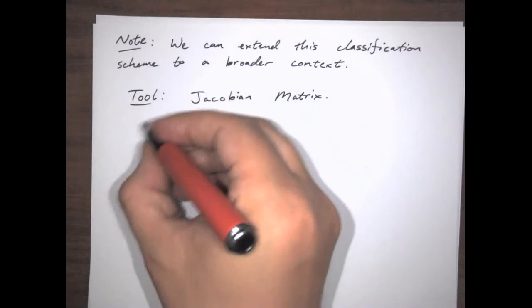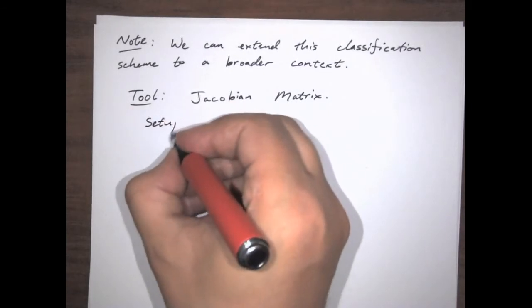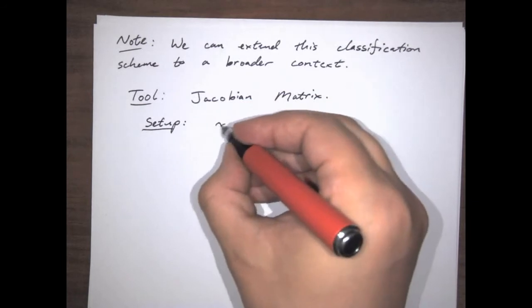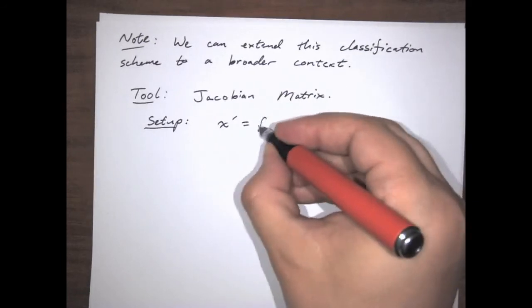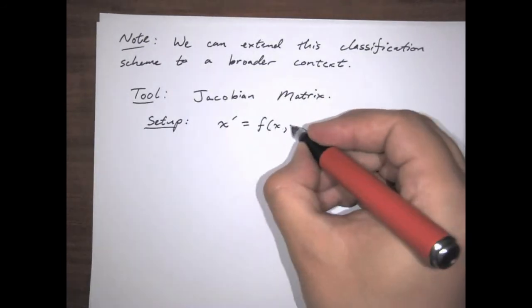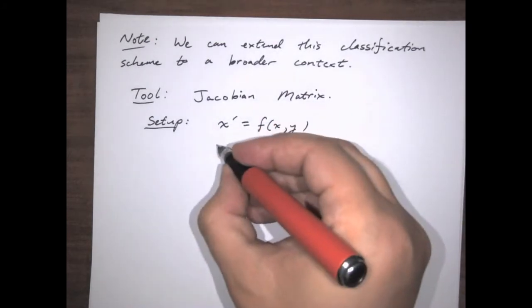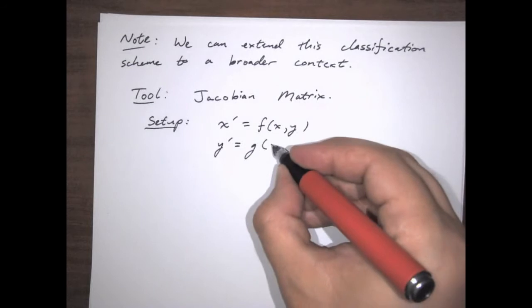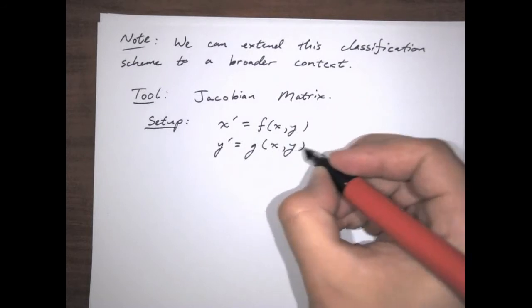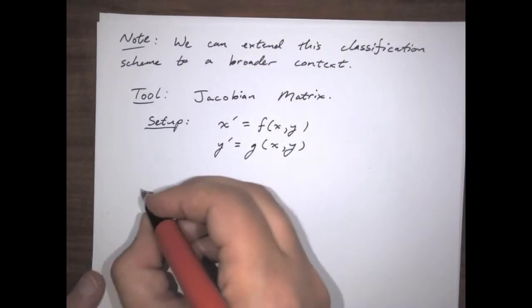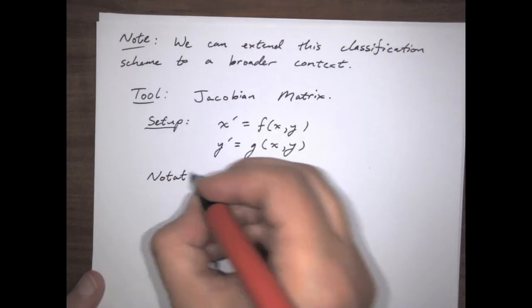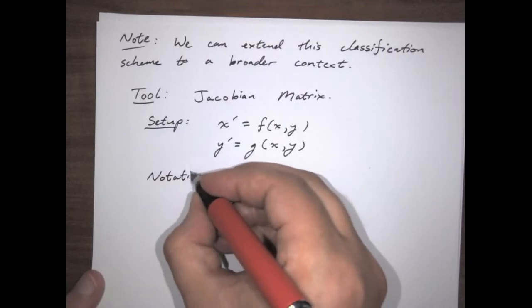So the setup for this, we're going to say x prime is equal to f of x comma y, so a function of x and a function of y. y prime is equal to g of x comma y, so a function of x and a function of y. And then some notation. If you've taken Math 254, you know this. If not, you may not.